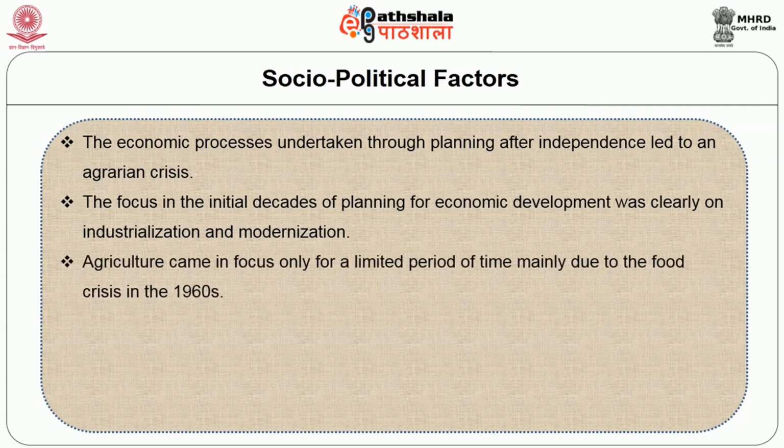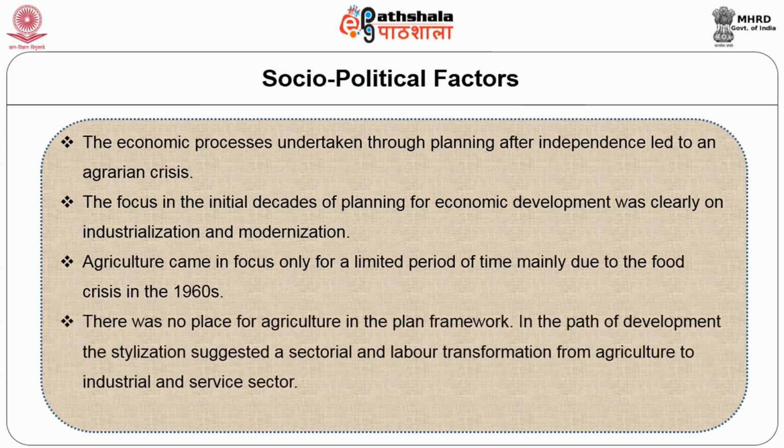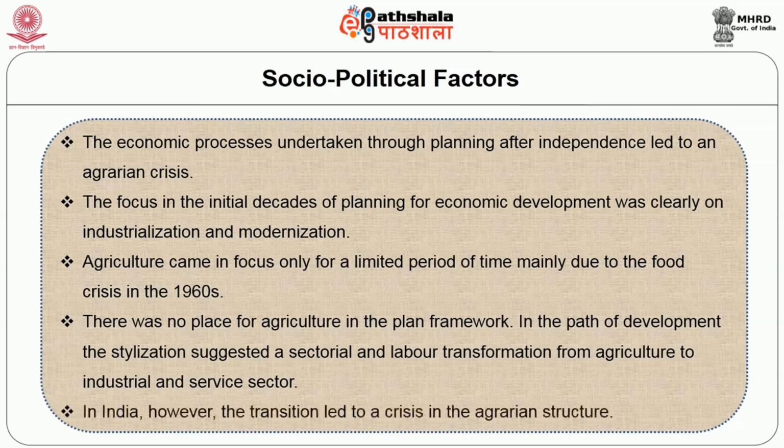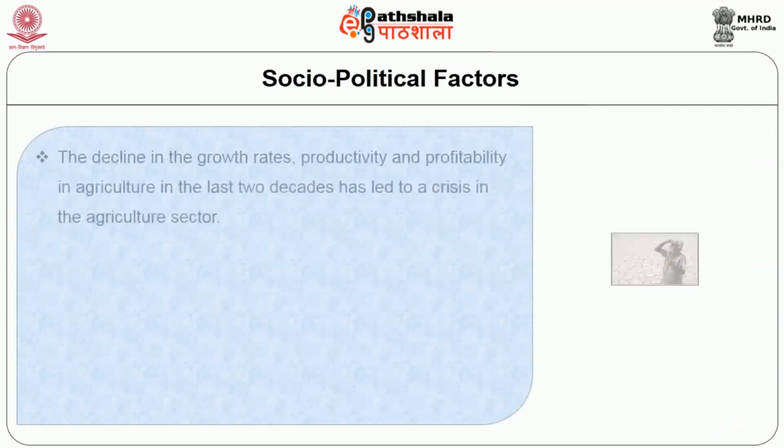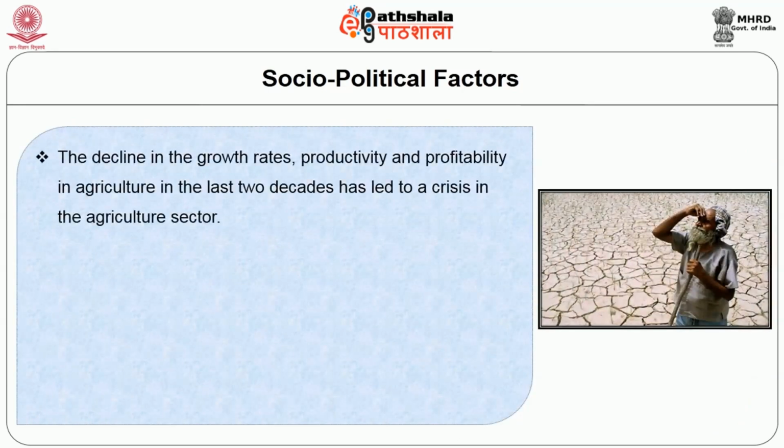Agriculture came into focus only for a limited time, mainly due to the food crisis in the 1960s. There was no place for agriculture in the plan framework. In the path of development, the stylizations suggested sectoral and labor transformation from agriculture to the industrial and service sector. In India, however, this transition led to a crisis in the agrarian sector. The decline of growth rates, productivity and profitability in agriculture in the last two decades has led to the crisis in the agriculture sector.